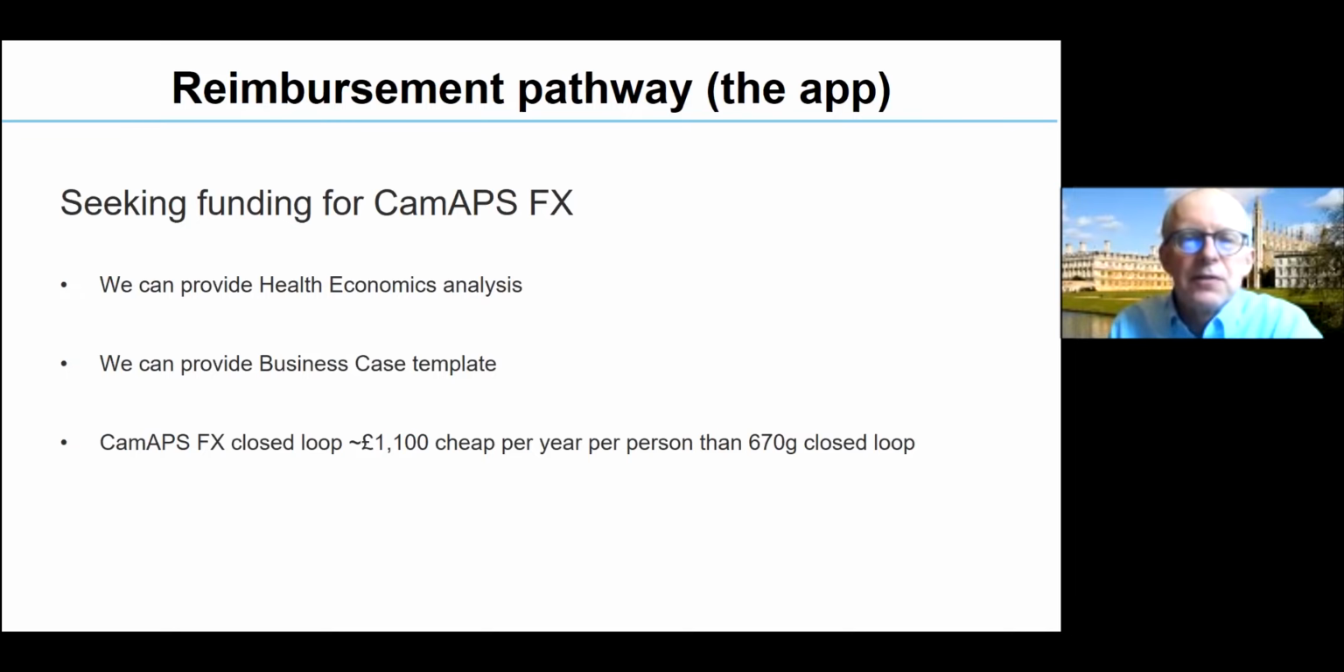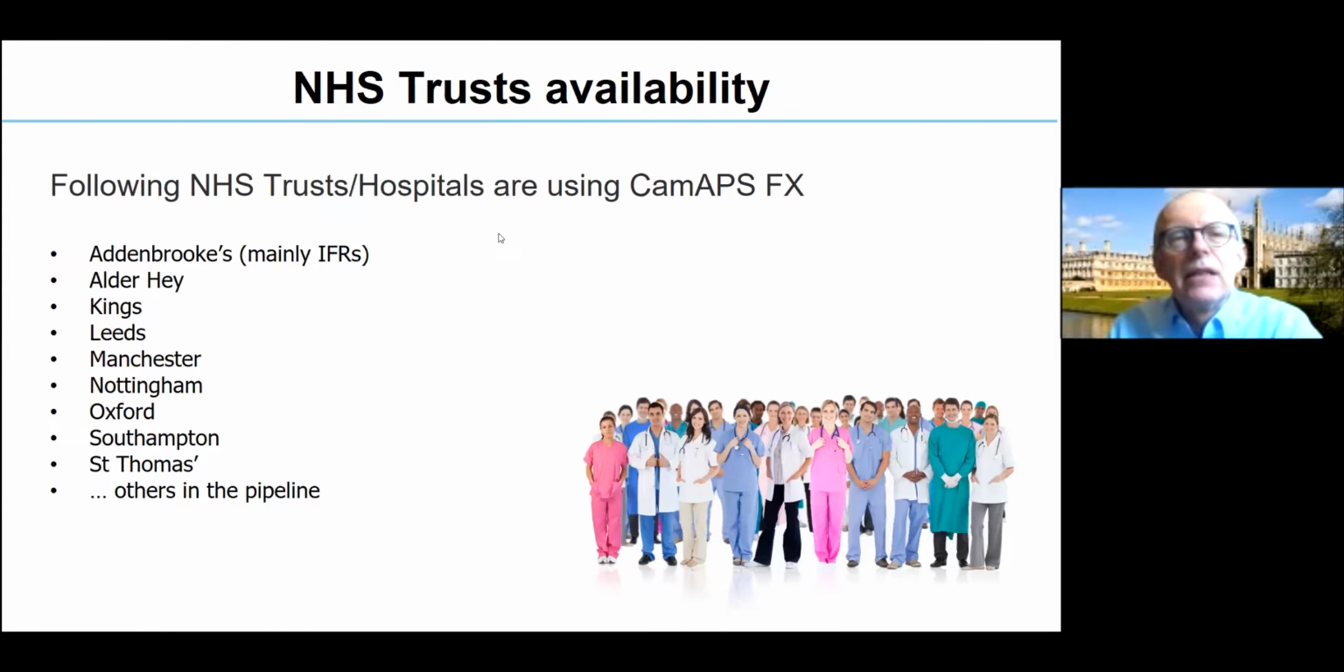If you look at the cost justifications, if you look at the closed loop system with the CAM APS FX, with the Dana RS pump, and there will also be a new Dana pump coming, the Dana I, and also using the Dexcom G6, the whole package will come about 1.1K cheaper per year per person compared to the 670G based closed loop system. So this is the information which is also provided in the health economics analysis.